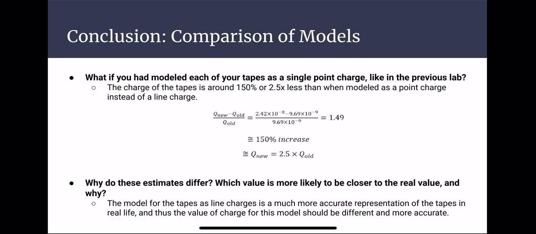Finally, in conclusion, we can examine the difference between our results from Lab 1 and Lab 2. When modeling the tapes as line charges instead of as point charges, as we did in Lab 1, we see that our value for charge increases by around 150%, or is about 2.5 times greater than the original value. In Lab 1, when modeling our tapes as point charges, we had to assume that all of the charge across the entire tape was concentrated at one point.